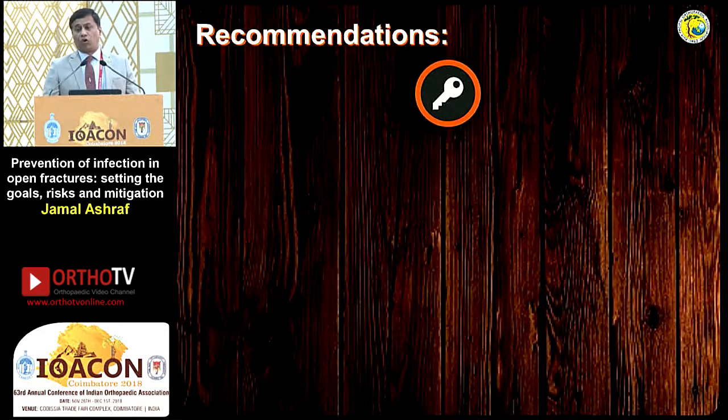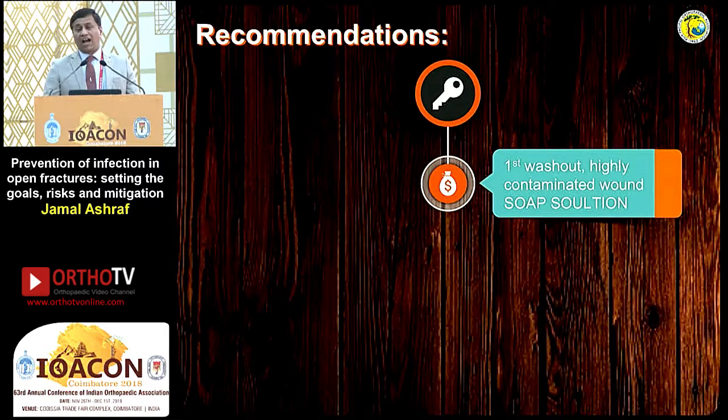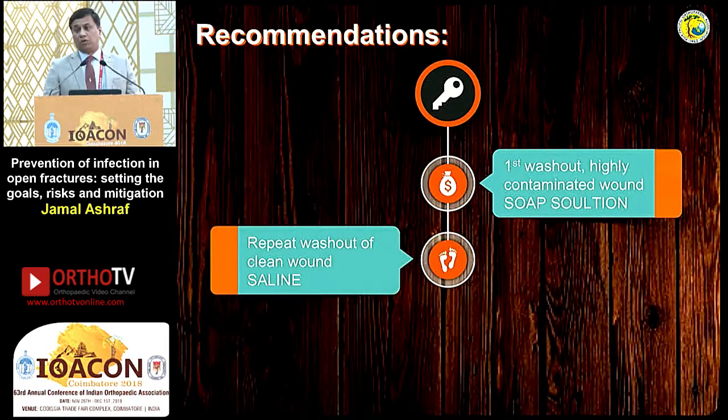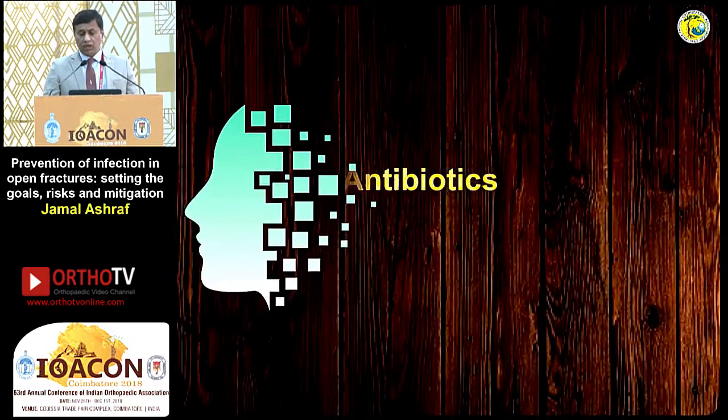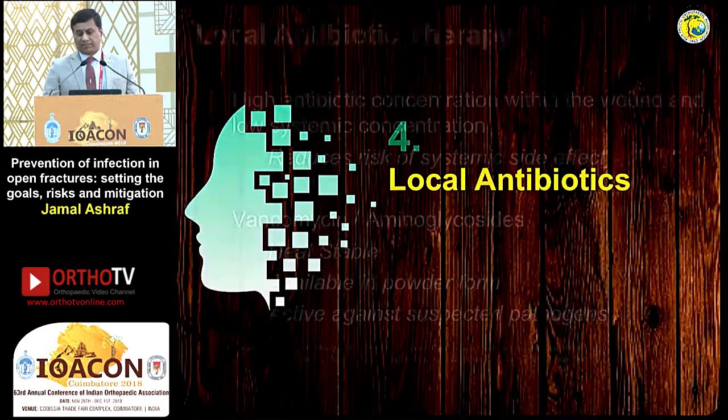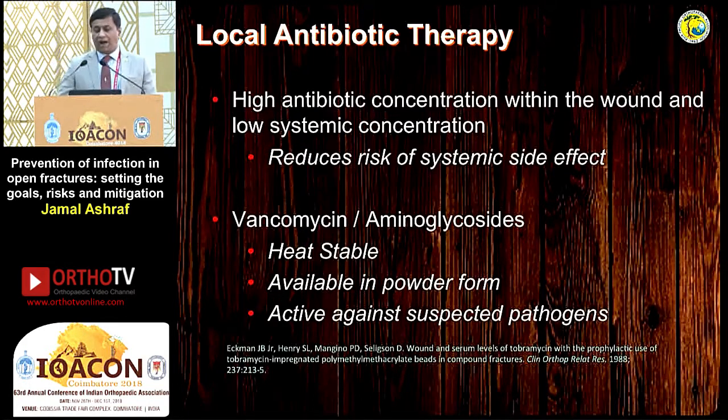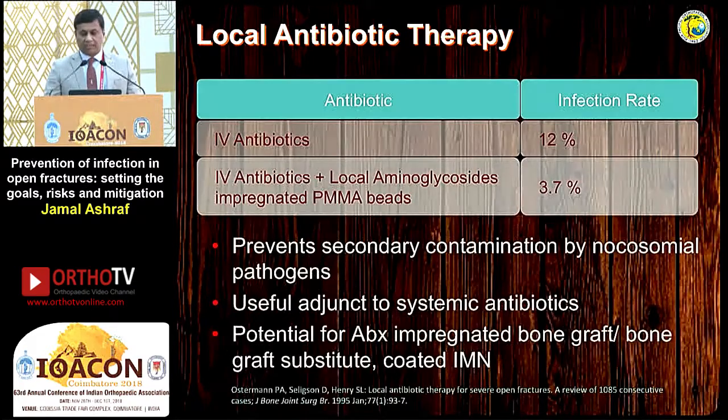So the level 4 based key recommendations are therefore that in the first washout of highly contaminated wounds, use soap solution, then redrape the patient and repeat washouts with saline. And in infected wounds, use soap followed by antibiotic solution. Point number 4, local antibiotics. Local antibiotics provide high antibiotic concentration, and because they're heat stable, they can be active against suspected pathogens. And they decrease the overall infection rate, and therefore the basis of their usage with cements and nails.